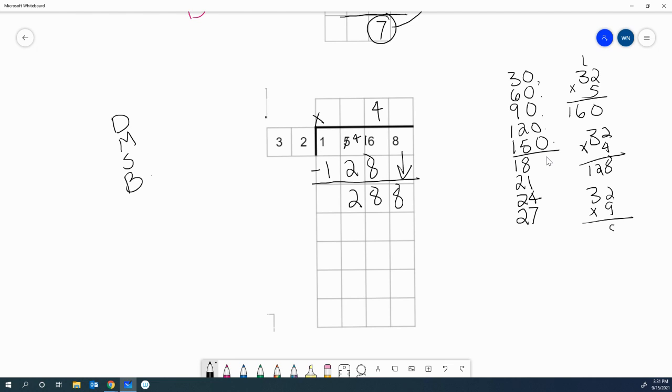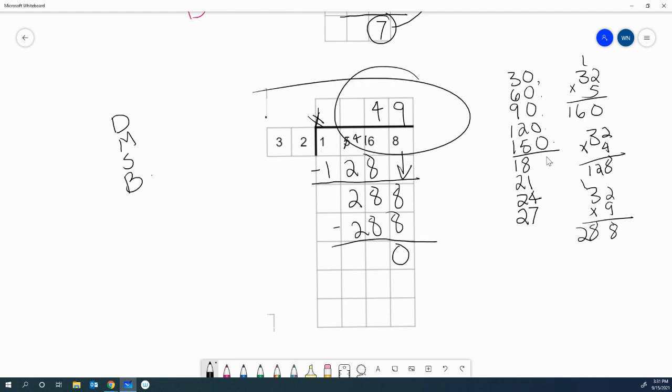2 times 9 is 18. 3 times 9 is 27, plus 1 is 28. Look, it fit perfectly. What a good guess. So I know that 32 can go into 288 9 times because 9 times 32 is 288. And if we subtract, we get 0. Our answer is 49.